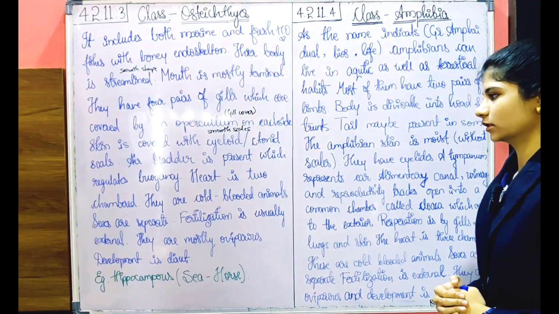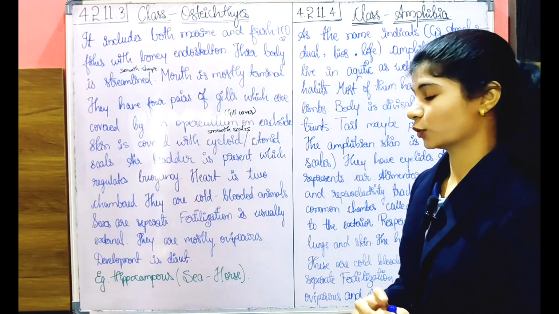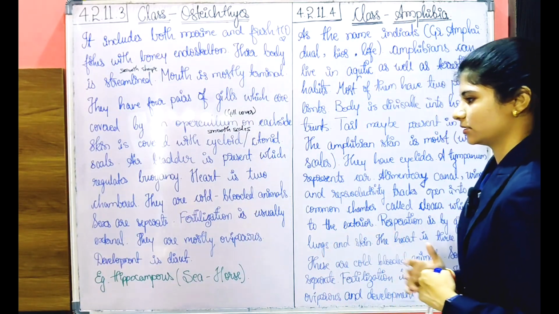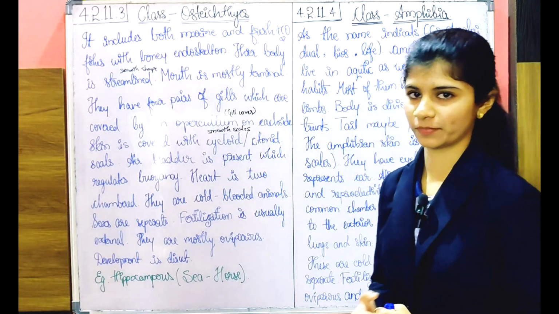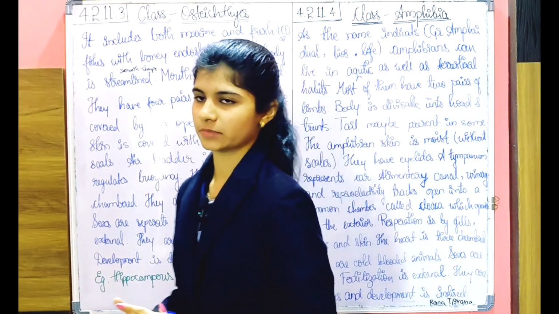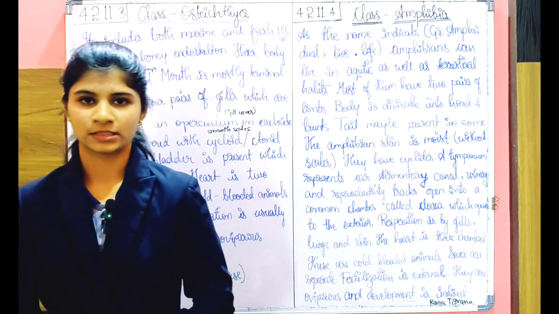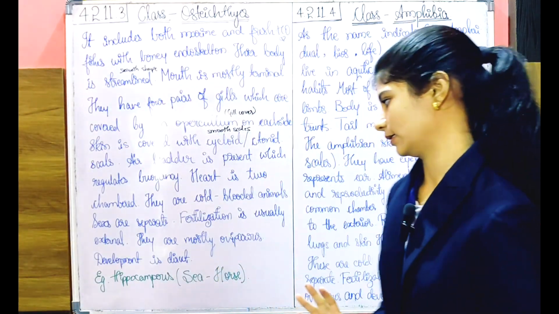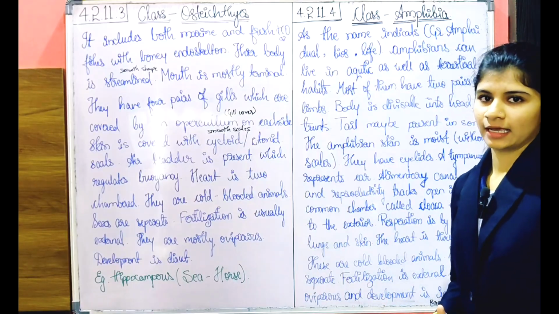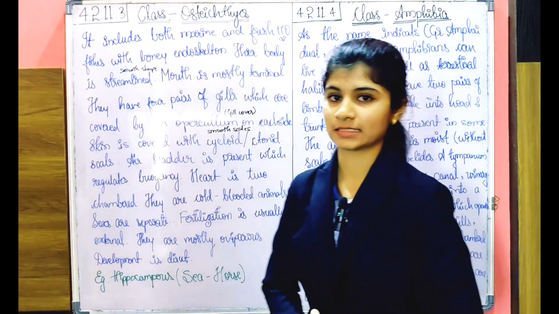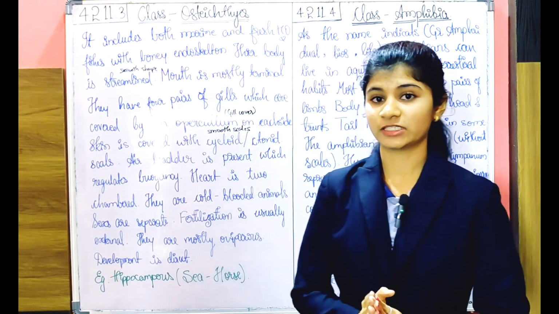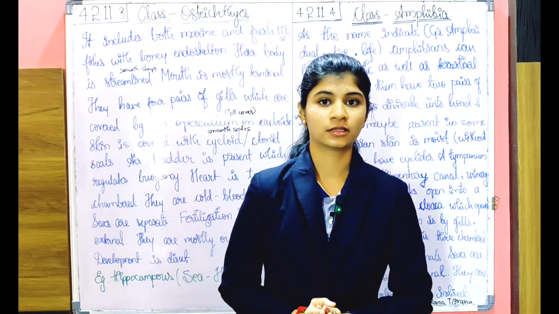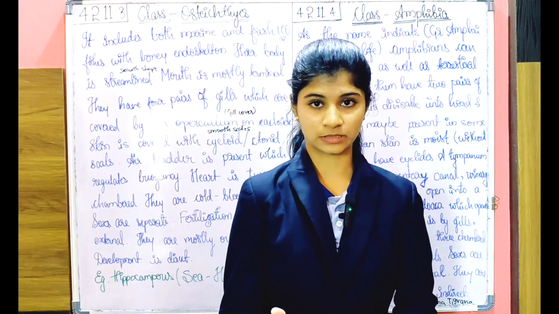The heart is two-chambered, and they are cold-blooded animals. Sexes are separate. Fertilization is usually external. They are mostly oviparous, which means they lay eggs and do not give birth directly. Development is direct, and the best example for this class is Hippocampus, which is also commonly known as the seahorse.